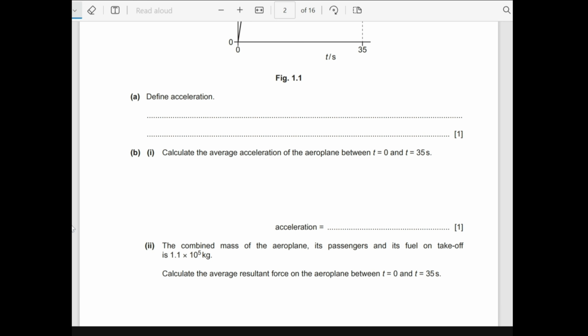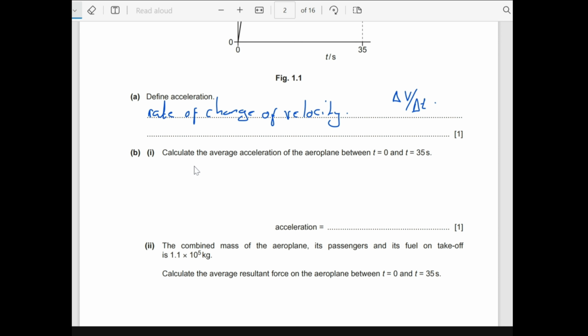Define acceleration. So basically, acceleration is the rate of change of velocity. Or you can simply say acceleration is equal to change in velocity over change in time.